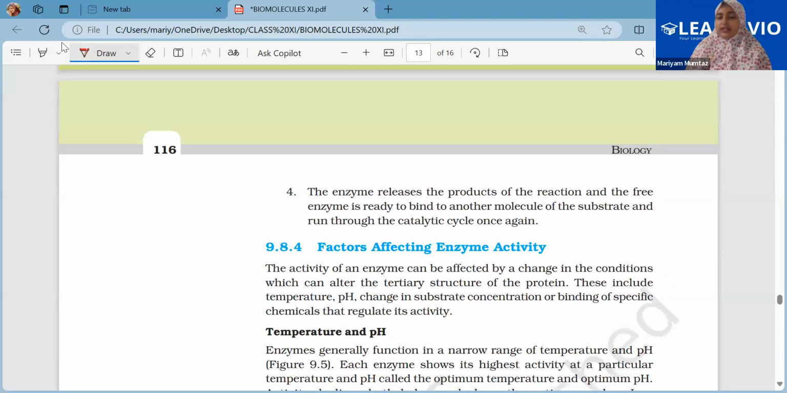Later on, the enzyme releases the products of the reaction and the free enzyme is ready to bind to another molecule of the substrate and run through the catalytic cycle once again. So, the enzyme ultimately is unused and it can be used a number of times.